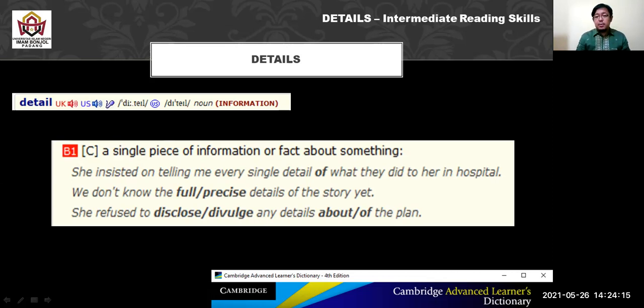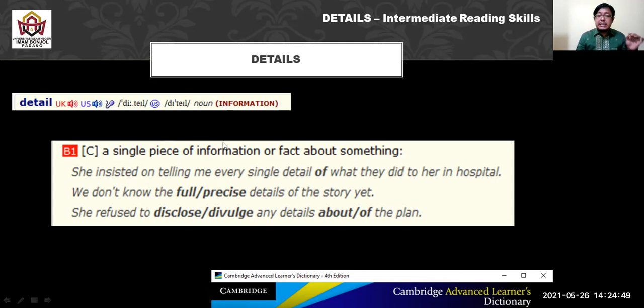Nah, kita bisa menyebutnya seperti ini. She insisted on telling me every single detail of what they did to her in hospital. Yang kedua, we don't know the full details of the story yet. We don't know the precise details of the story yet. Nah, ketika di sini saya mengucapkan kata detail berarti saya berbicara dengan menggunakan British pronunciation. Look at this one.